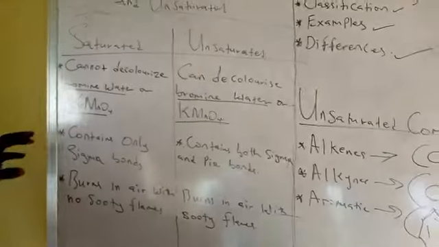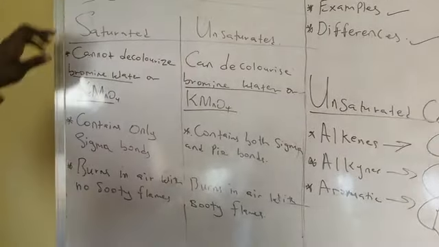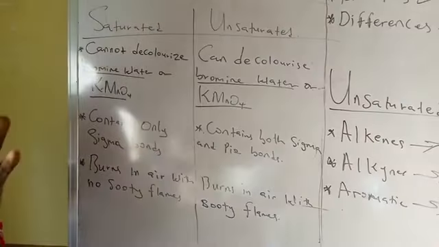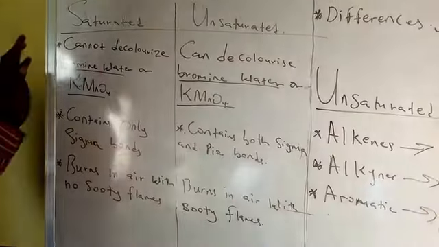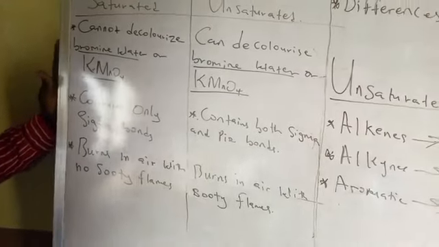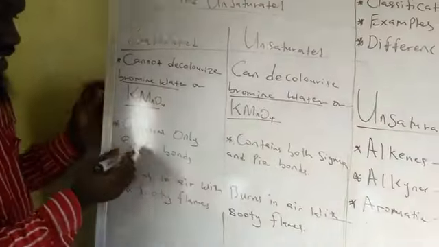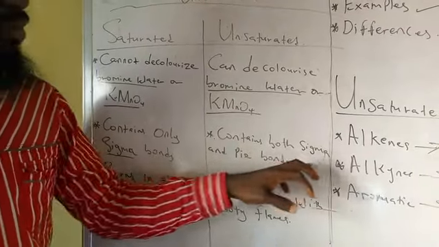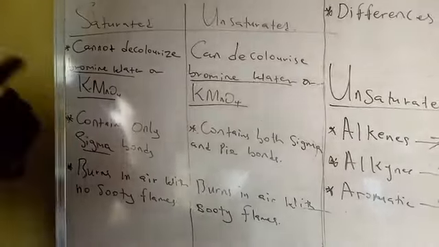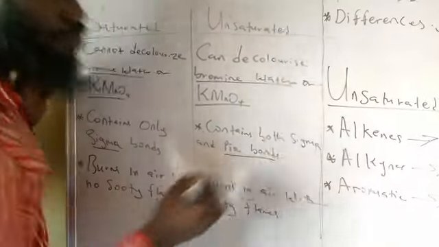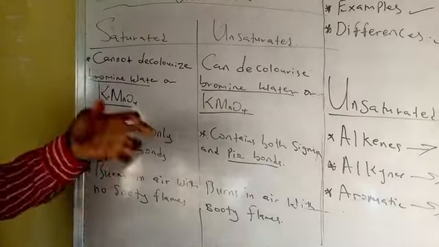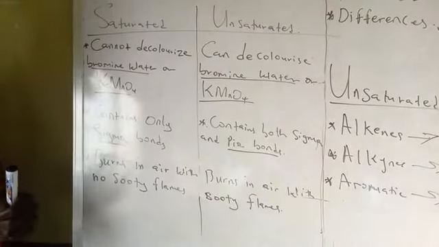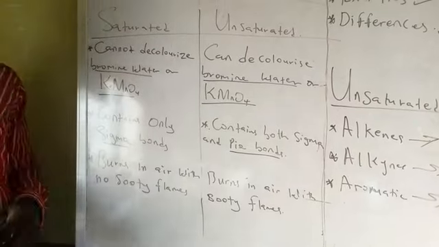Another difference is that saturated compounds contain only sigma bonds, which are strong bonds that are unbreakable in a compound. That is why they are saturated. But unsaturated compounds contain both sigma bonds and pi bonds, meaning the pi bonds can be broken to add more substituents.